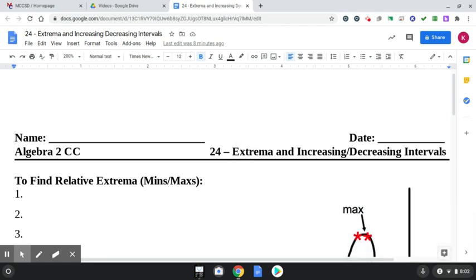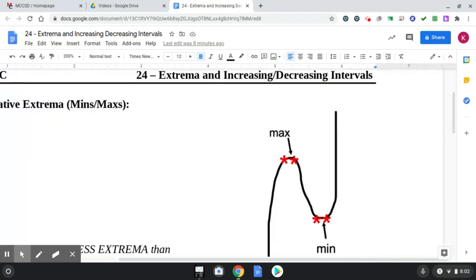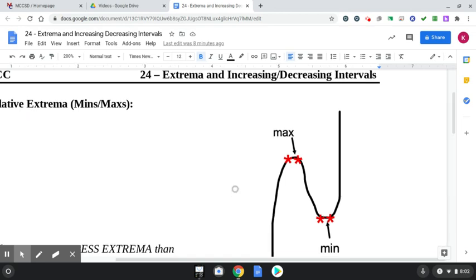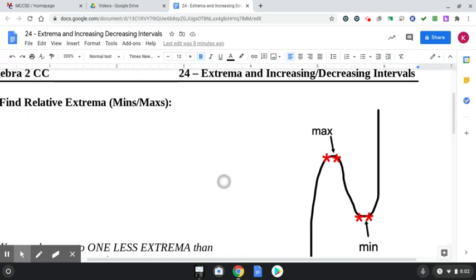Okay, so the first of our key features that we're going to be talking about, we're really going to do two together, are the extrema, which are your minima and maxima, and then also the increasing and decreasing intervals. So on your worksheet, you have 5 steps to find the mins and maxes. This you're going to be doing in the calculator.